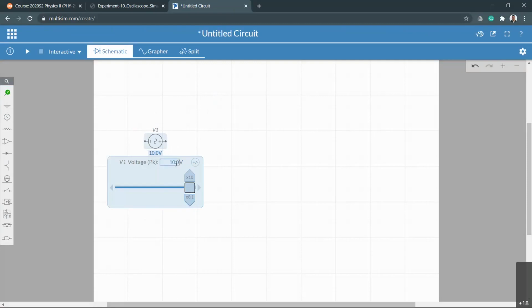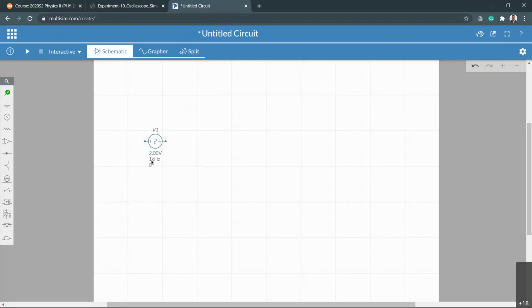We need a very simple voltage. Okay, so let's do maybe 1 volt. 1 volt or 2 volt, that's good enough. Okay, question.